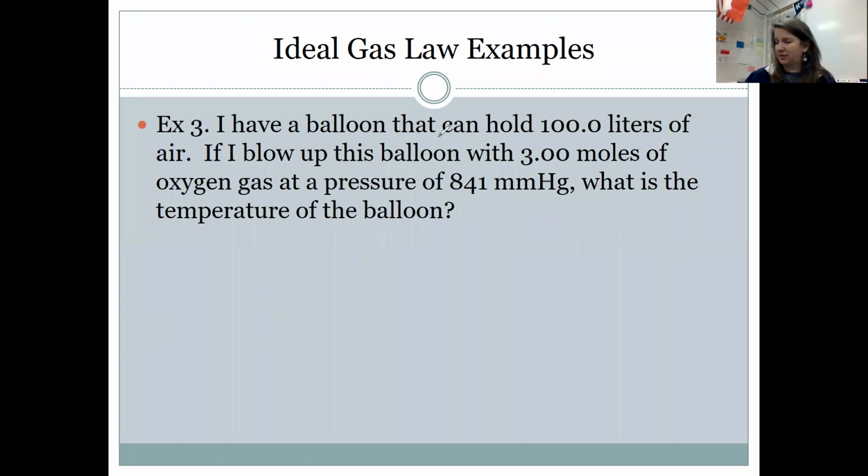Let's go ahead and take a look at the next example here. I have a balloon. Oh, on this one, I did change the sig figs in my example here from what's on your paper. So just FYI on that one. I hate 1 sig fig questions.